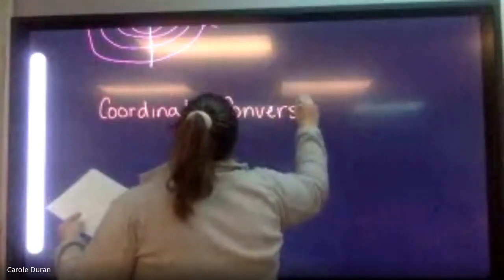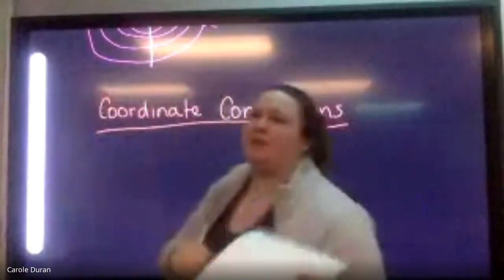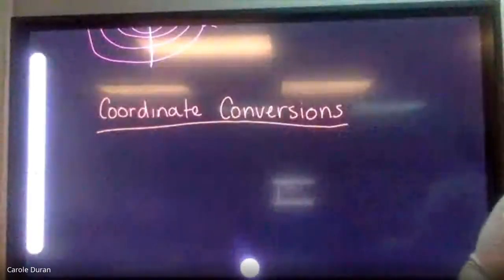So we're gonna talk about coordinate conversions now. This means changing from rectangular to polar and polar back to rectangular.